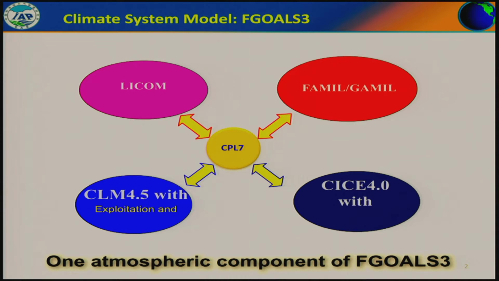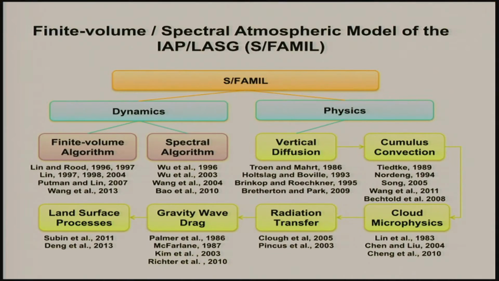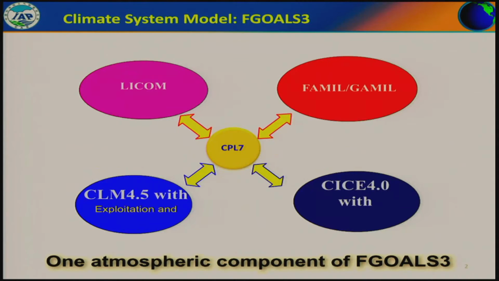Our AGCM is the atmospheric component of the climate system. We call it FGOALS-3, the third generation of the coupled model, and we plan to use this coupled model for the coming CMIP6 project.